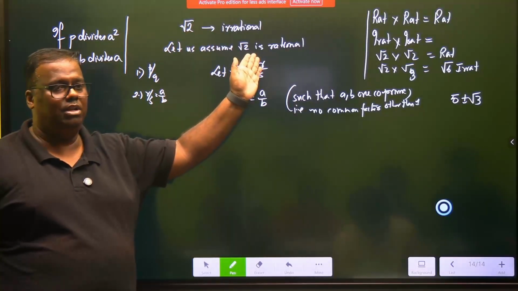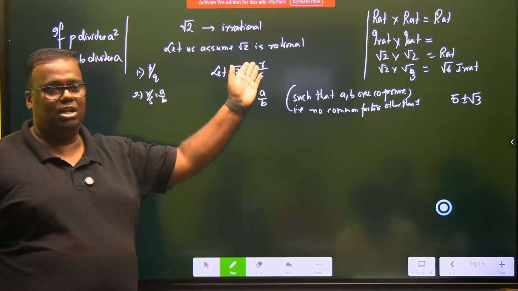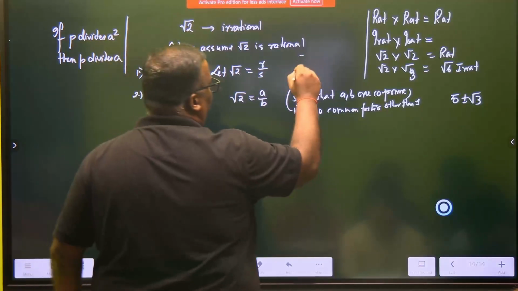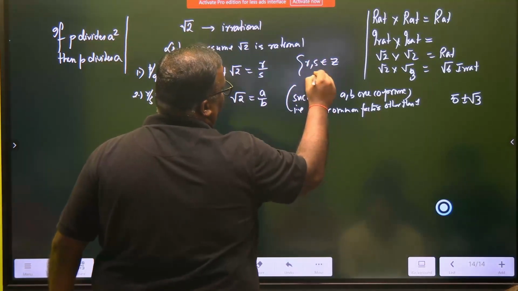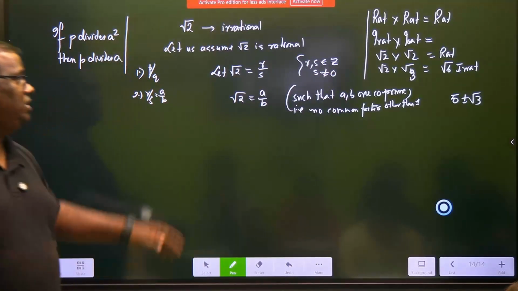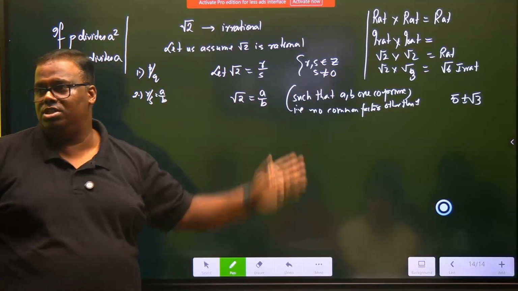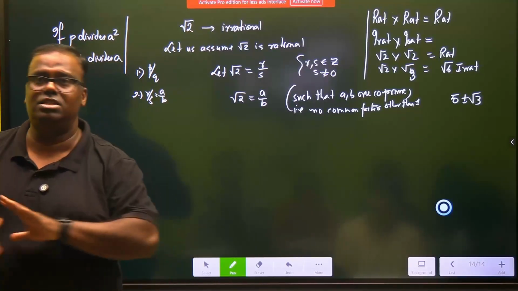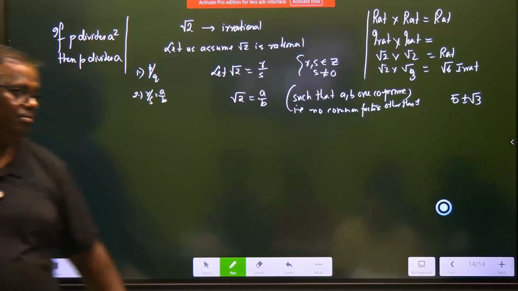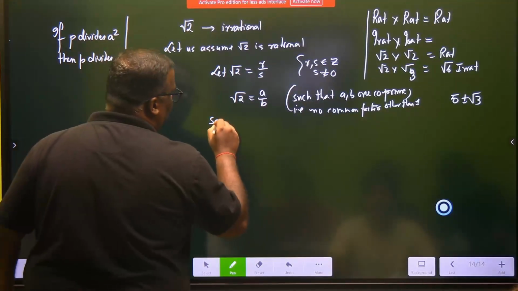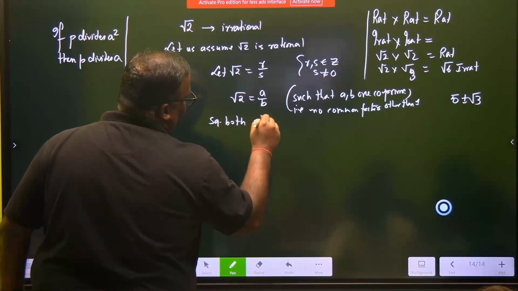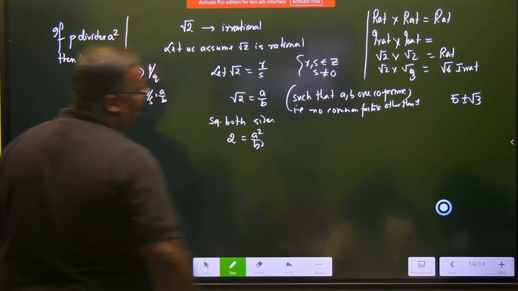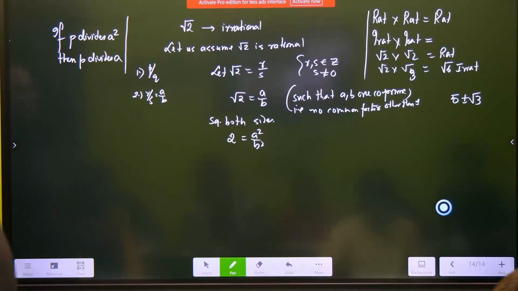So how did we start? The contradictory statement we have made, our assumption, is that this is rational. If it is rational, याद रखने का, exam में नहीं भूलेंगे हम, then it can be shown as R by S, and here you can write R and S belong to the integer family, S not equal to 0. And then we say R by S has been reduced to its lowest term A by B, where A and B are co-prime numbers and do not have any common factors other than 1. इतना तो लिख ही सकते हैं, ठीक है? Now what do we do? We square both sides. Then you get 2 is equal to A square by B square.